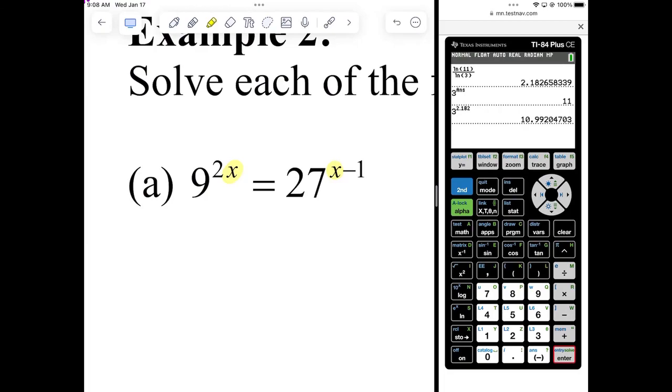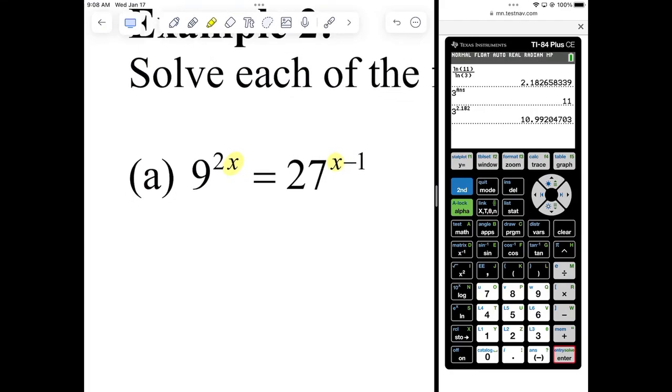Look before you leap. I have a base of 9 on the left and a base of 27 on the right. First of all, can I write 27 as a power of 9? No. 9 to the first is 9. 9 squared is 81. But can I write both 9 and 27 as a power of a third-party base? Yeah, they're both powers of 3. So I think I can get the bases the same. If you can get the bases the same, it's going to be a little bit easier than taking the natural log route.